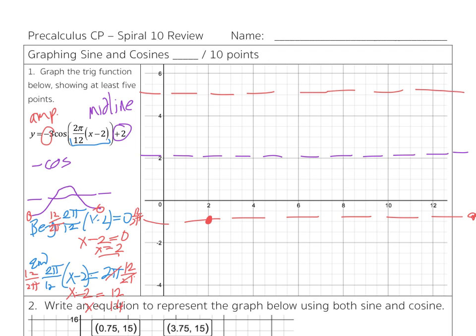Okay, exactly halfway between these, so 2 and 14, exactly halfway between them would be 8, and that's going to be my maximum value. So at 8 I'm going to go up to the top, and then I've got to find my points on the midline. Halfway between 2 and 8 is going to be 5. So 5 is going to be on the midline. Halfway between 8 and 14 is going to be 9. And by 9, I mean 11. And that's going to be on the midline too. My general shape should be a nice smooth curve going through these points.